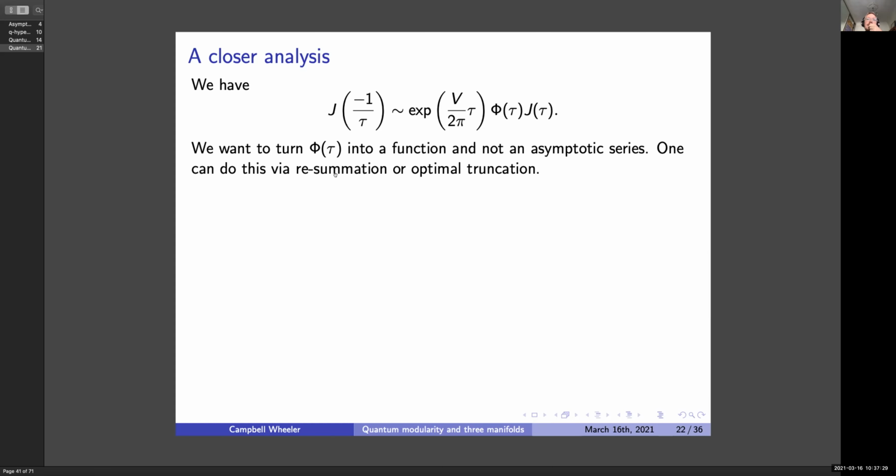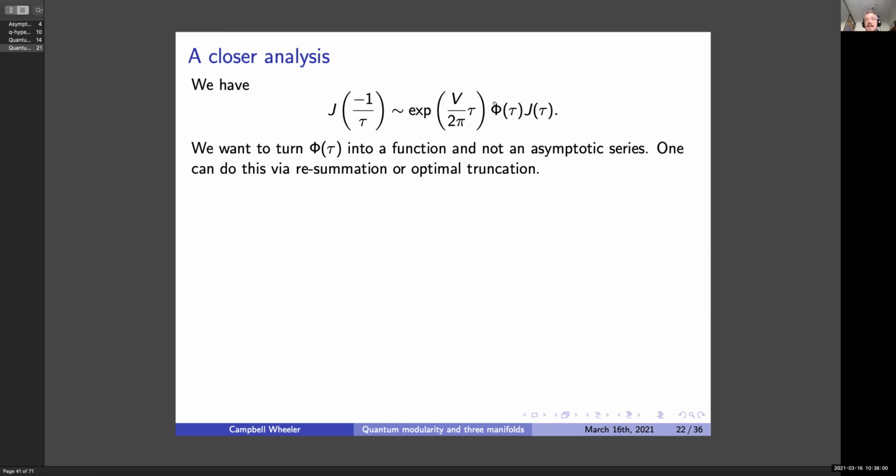Another way that seems to work quite well is this Borel resummation. This is related to the resurgence of this asymptotic series. You can do this numerically and construct some analytic function that has the asymptotic properties you want as tau tends to infinity. But you have to do something here, and that's the tricky point: you turn this from an asymptotic series into some function.